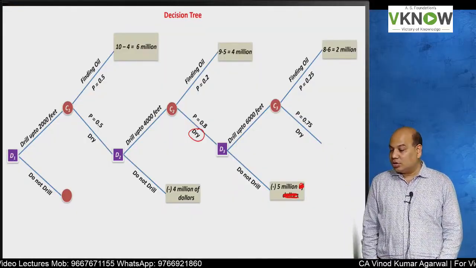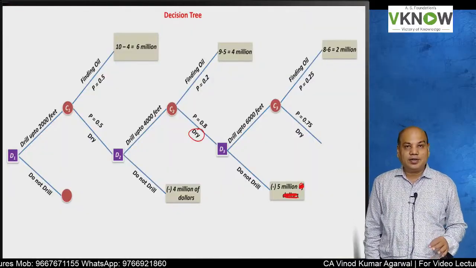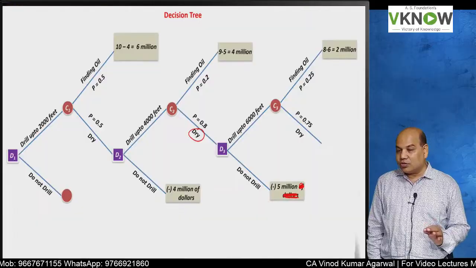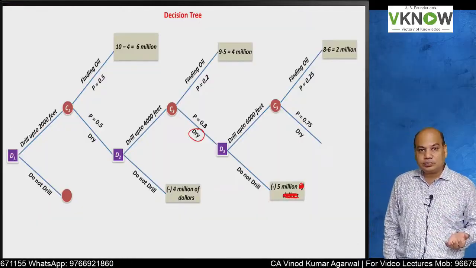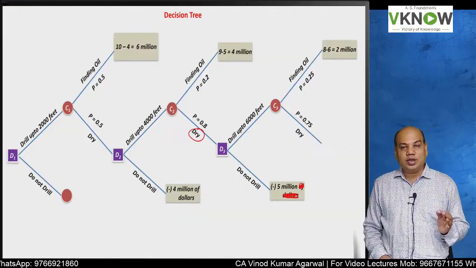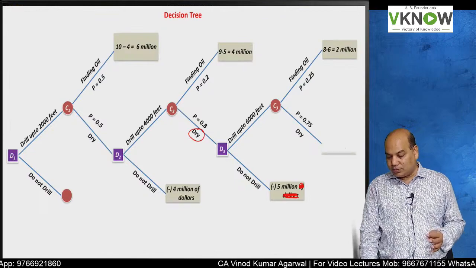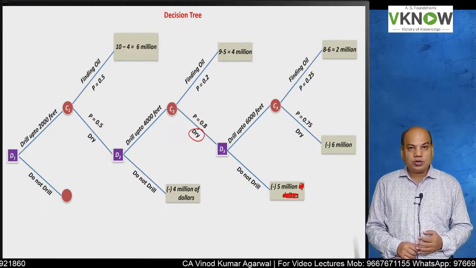What is my total loss? Yes, anybody? What is my total loss if I dig 6000 feet and I don't get oil? What is my loss? Come on. The total cost that you incurred in drilling 6000 feet, that is 6 million. 6 million would be your loss.